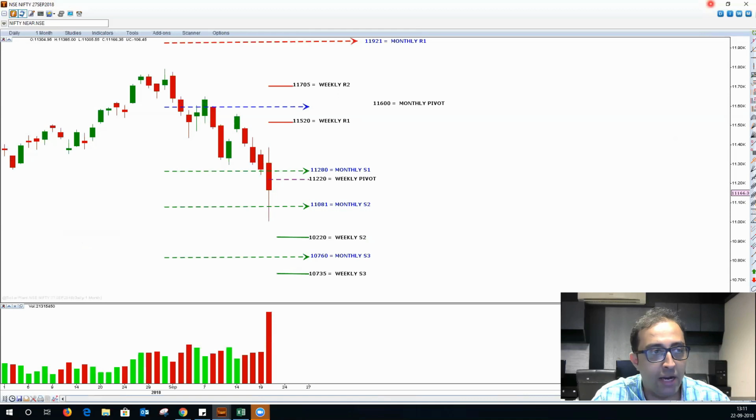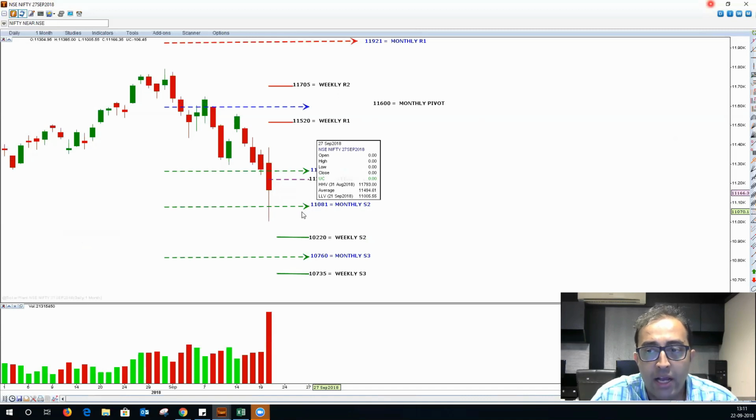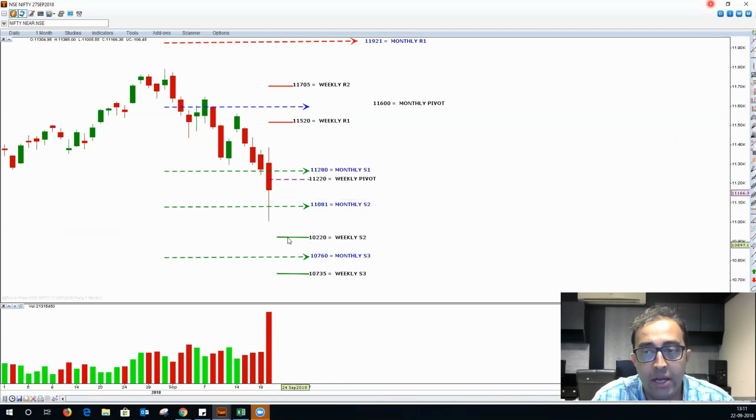So you can see here that the S2 levels are at 11,081, and that is the only saving grace. The monthly S2 is at 11,081, and after that you have the weekly S2 right down at 10,920. So when 10,920 levels are going to be reached, there is a typo here. It is not 10,220. It's 10,920. So 10,920 and 10,735 are the two levels which one needs to watch out for.